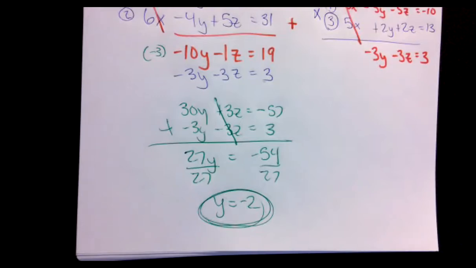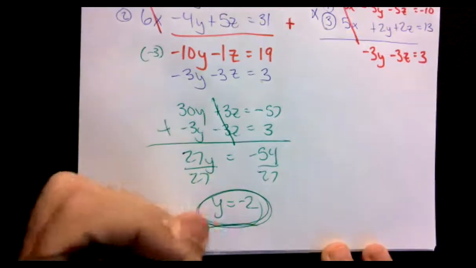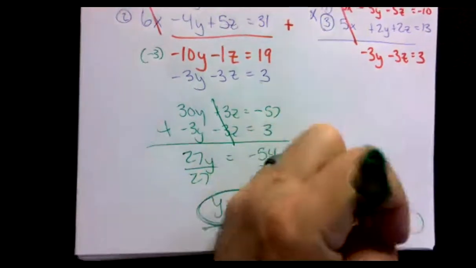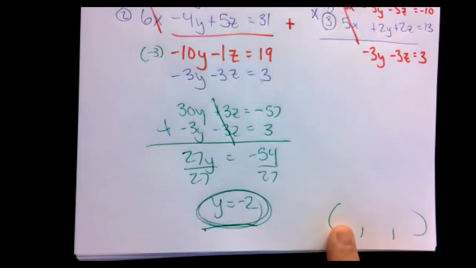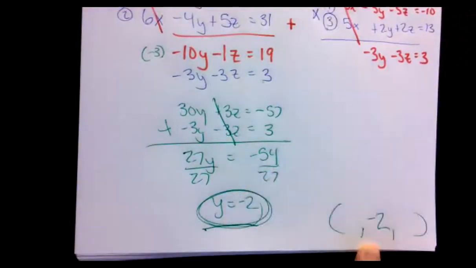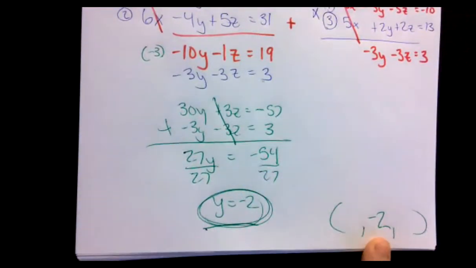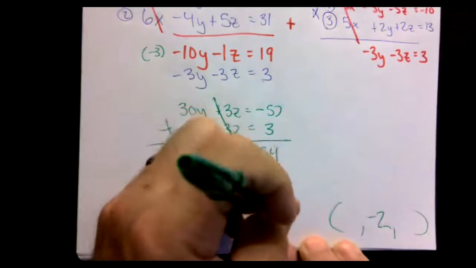All right, now we've got to do a bunch of that back substitution. We've got to plug things back in. So we had to do all of that work to solve for one variable. Remember, when it's all said and done, I need an x, I need a y, and I need a z. Right now, all I know is what y is. Y is negative 2.